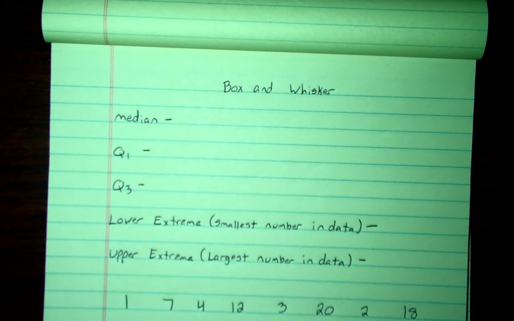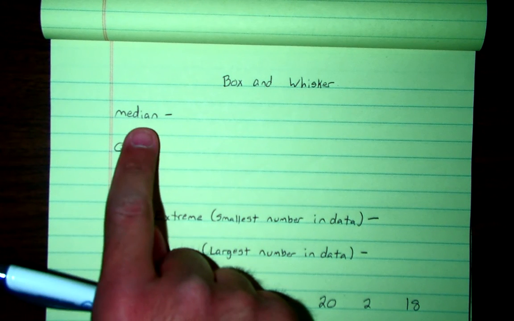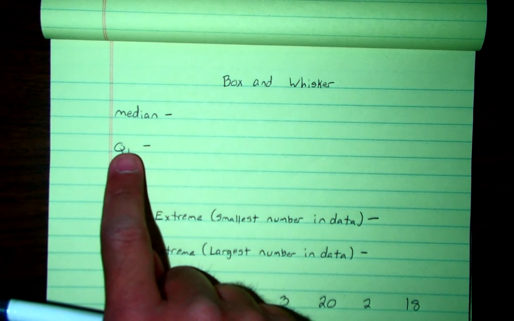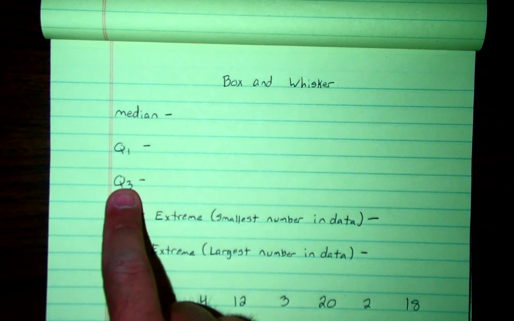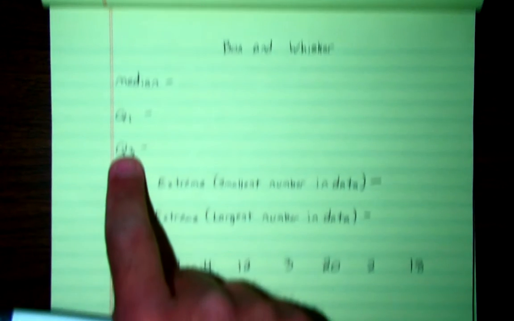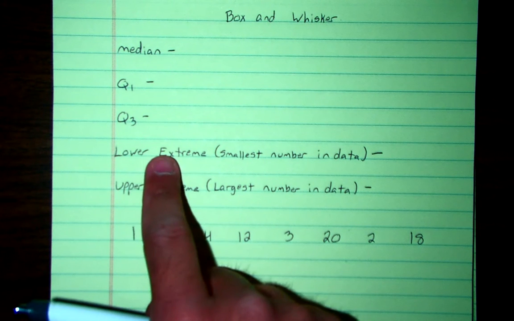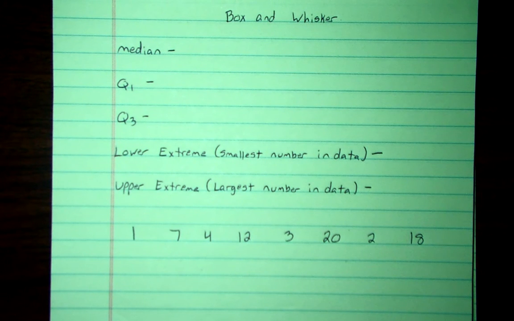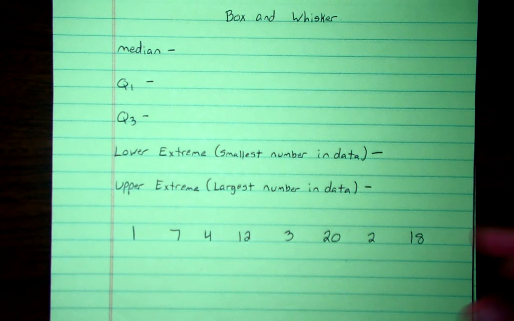There are 5 numbers that we need in order to do the box and whisker. We need our median. We will need our Q1, which is our first quartile. Our Q3, which is our third quartile. And then we're going to need something called our lower extreme, which is just the smallest number in the data. And the upper extreme, which is just the largest number in the data.